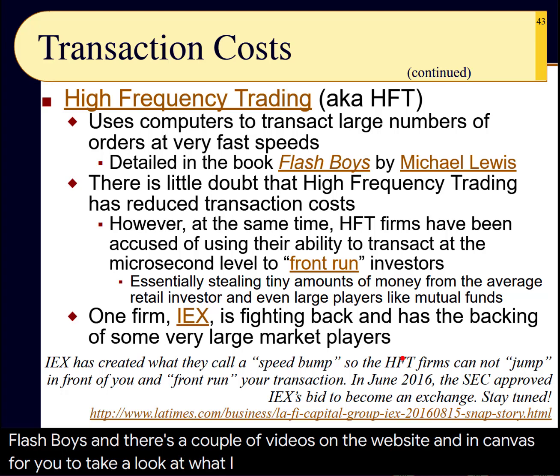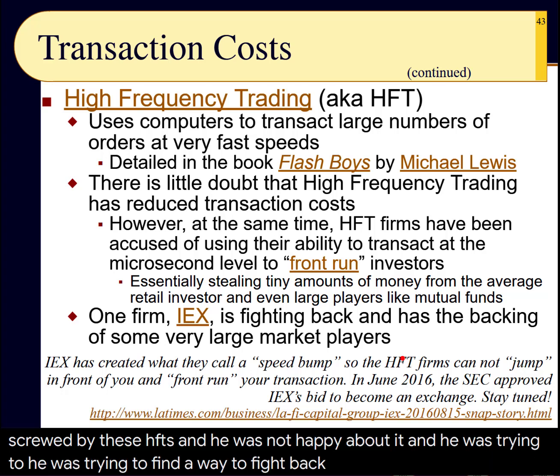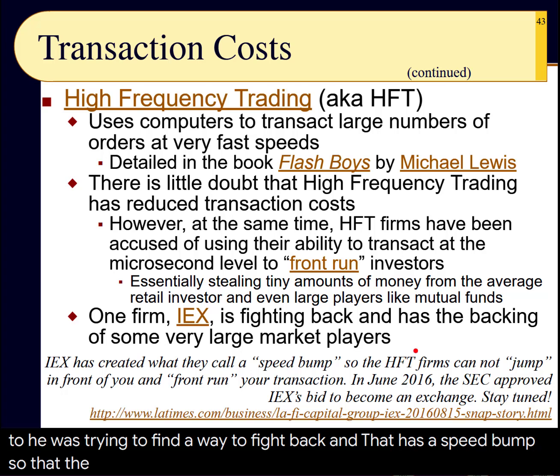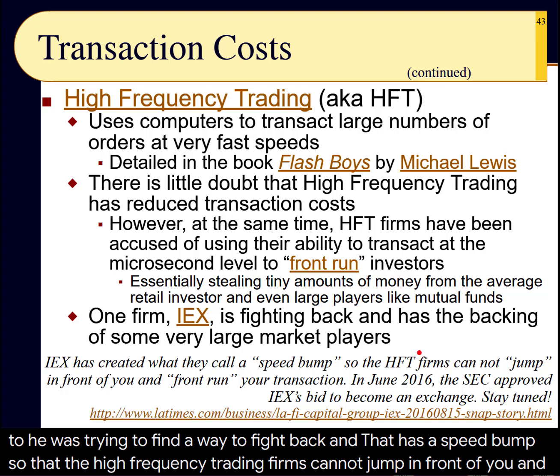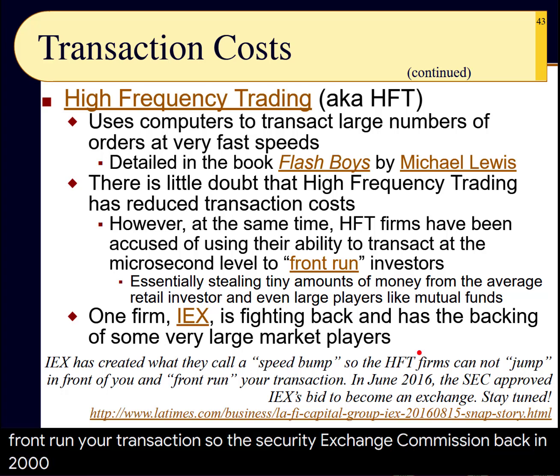What IEX did, because this guy was getting screwed by these HFTs and he was not happy about it, and he was trying to find a way to fight back. And he did. He created a company called IEX that has a speed bump so that the high-frequency trading firms cannot jump in front of you and front-run your transaction. So the Securities and Exchange Commission back in 2016 approved them as an exchange.